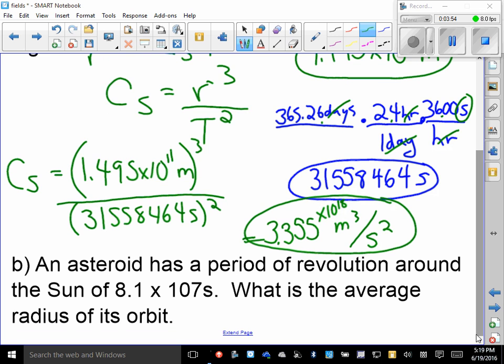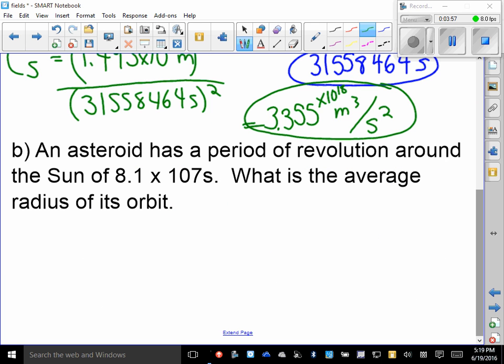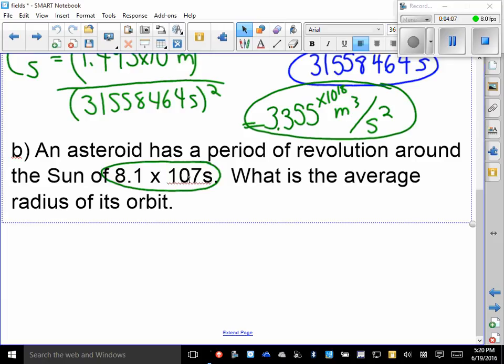Okay, now we're going to use that value. An asteroid has a period of 8.1 times 10 to the 7 seconds. That should be times 10 to the 7. You have this written down already, though, on yours. What is the average radius of orbit?